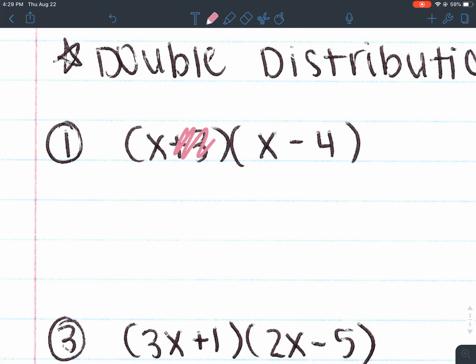Okay, well, what if this 3 wasn't here? You do the same thing. You're going to distribute the x. So this is why it's called double distribution. Instead of just distributing one term, now you're going to be distributing 2 things.